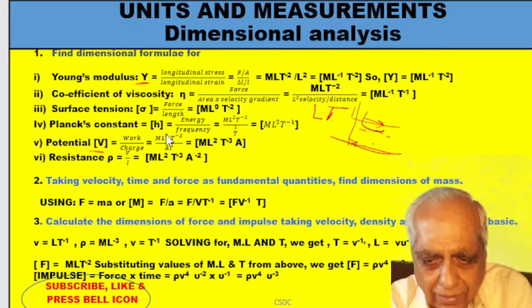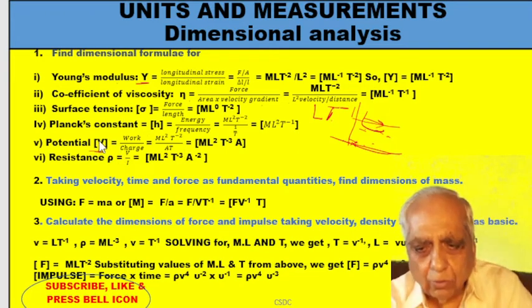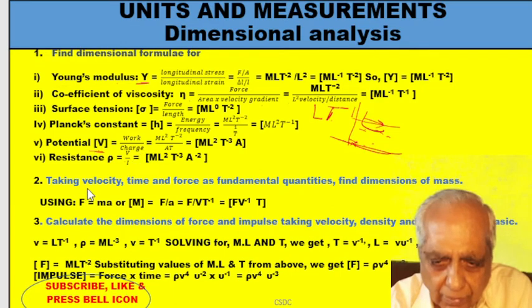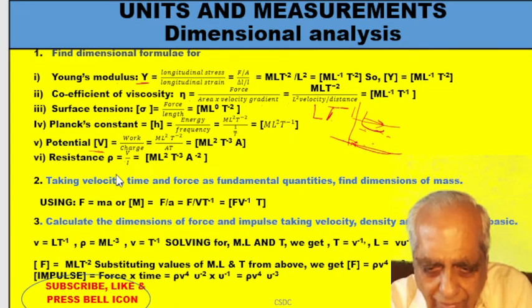Resistance is V upon I. You studied in 10th standard, resistance is V upon I. V we have derived now. I is current, means it is A. So look at the answer. So in this manner, in case you know physics and the definitions of the physical quantities, you can derive the dimensions.